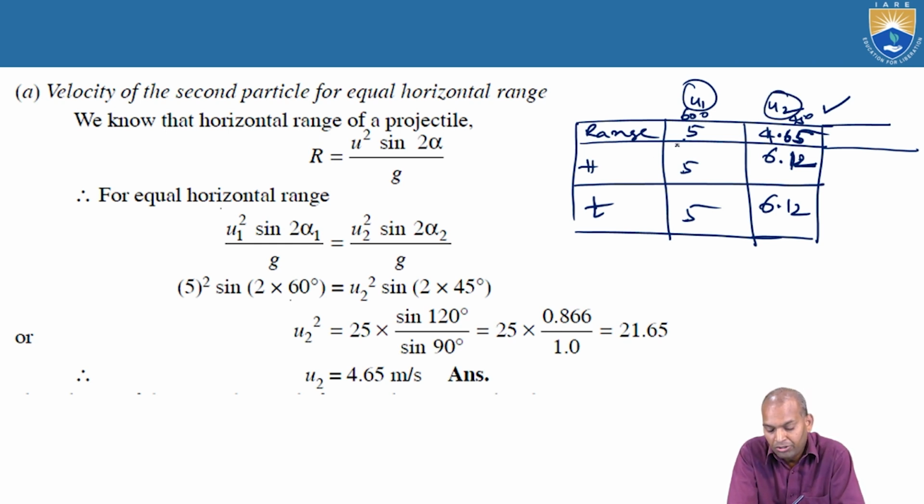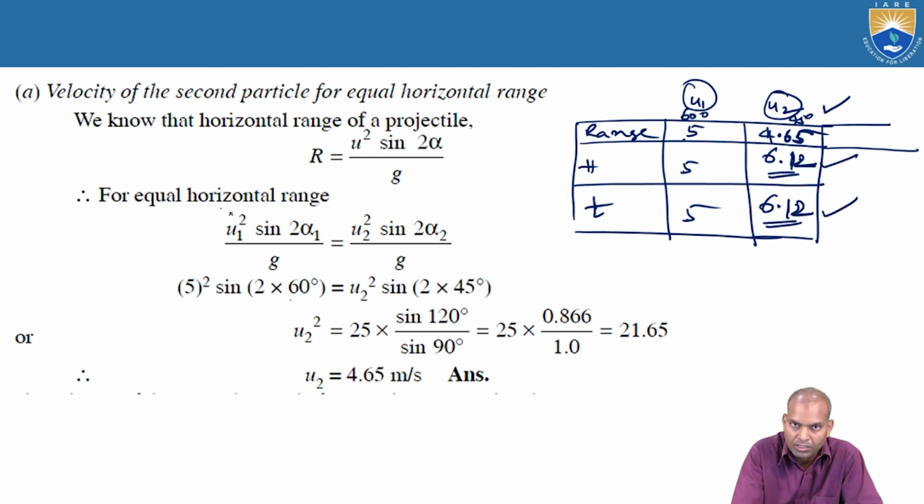Now the velocities are constant. For maximum range at 45 degrees, the u2 value is high, and for equal time of flight, the velocity values are high in comparison to particle 1. For maximum height and time of flight, in both cases the velocity of particle 2 remains the same, that is 6.12, because the angle is 45 degrees. Whereas for range it is 4.65.